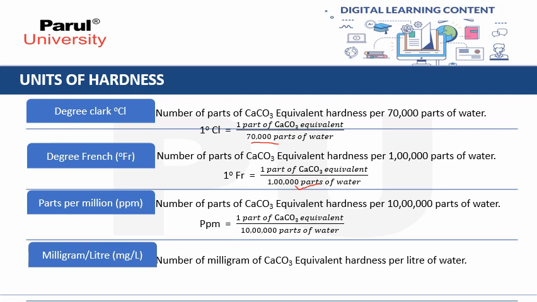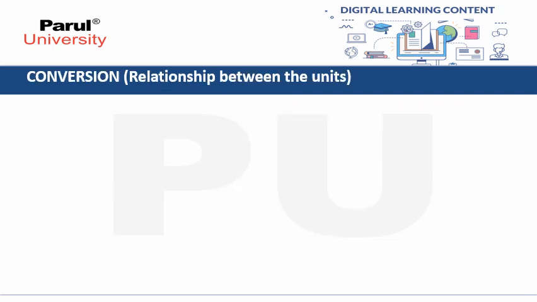Milligram per liter. Number of milligrams of calcium carbonate equivalent hardness per liter of water. Therefore, 1 milligram per liter is equal to 1 milligram of calcium carbonate equivalent upon 1 liter of water. Let us see the conversion between these units, that is, the relationship between the different units of hardness.